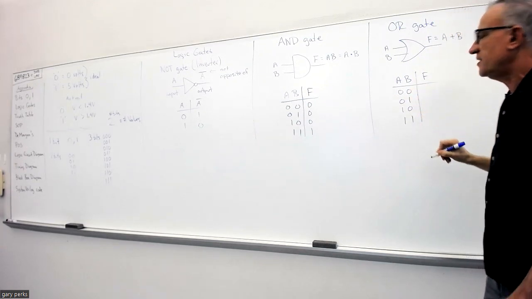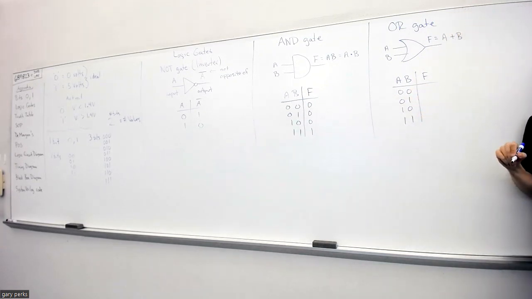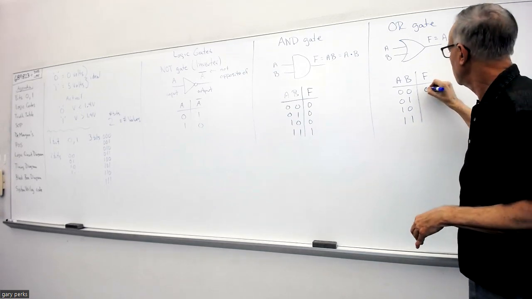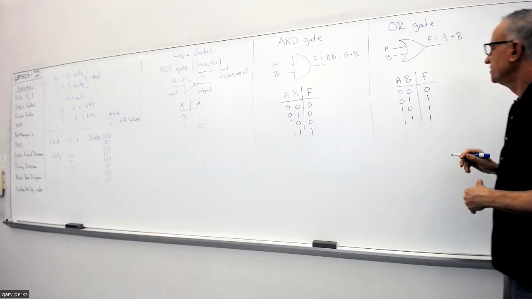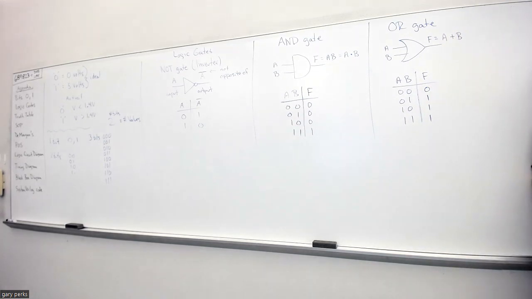See, with an OR gate, you'll get a 1 out as long as at least one of the inputs is a 1. The only time you get a 0 out of an OR gate is when all the inputs are 0. Okay, so you see that's what the truth table of an OR gate would look like. And again, this is true whether you have 2 inputs, 3 inputs, 4 inputs, or umpteen hundred inputs. Okay. So any questions up to this point?